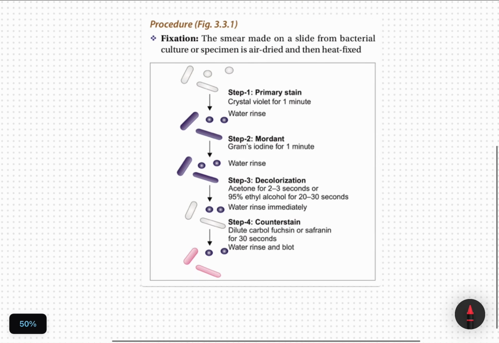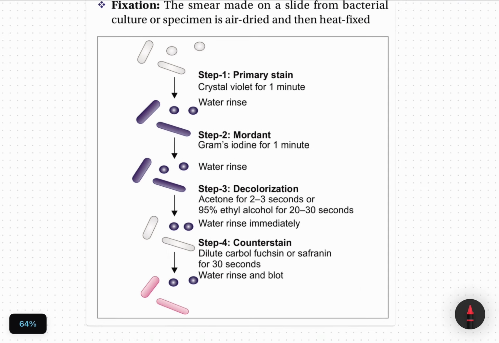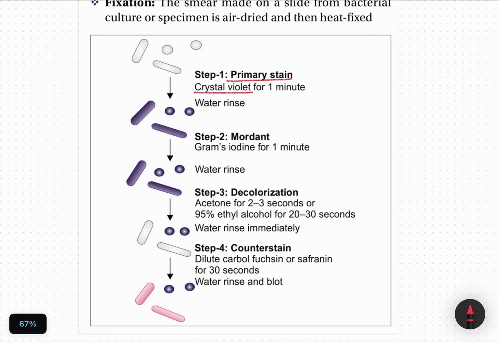So I'm going to just summarize it for you. For the primary stain, you use crystal violet for 1 minute, then you will rinse it off. Then you're going to use a mordant to make a big diiodine complex. Gram's iodine is the mordant that we use here. It is for 1 minute. Then you will rinse it off. Then you will use a decolorizer, acetone for 2 to 3 seconds. Depending on what you are using, your time will change, right? Ethyl alcohol you have to use for 20 to 30 seconds. Rinse off immediately. You use a counter stain. When you are using the counter stain, gram negative bacteria will get the pink or red color.